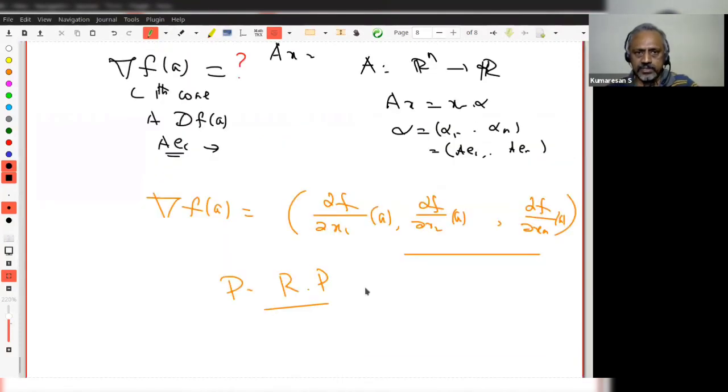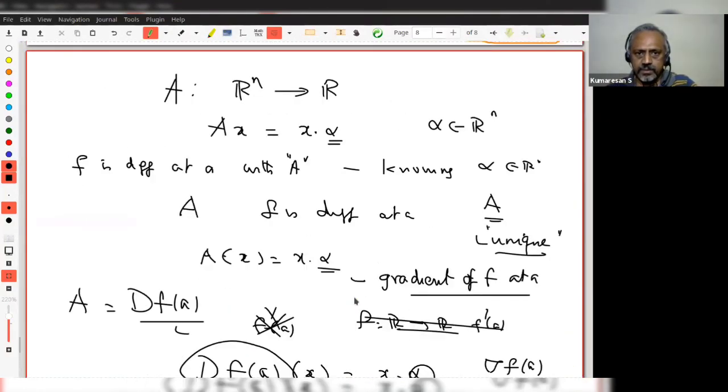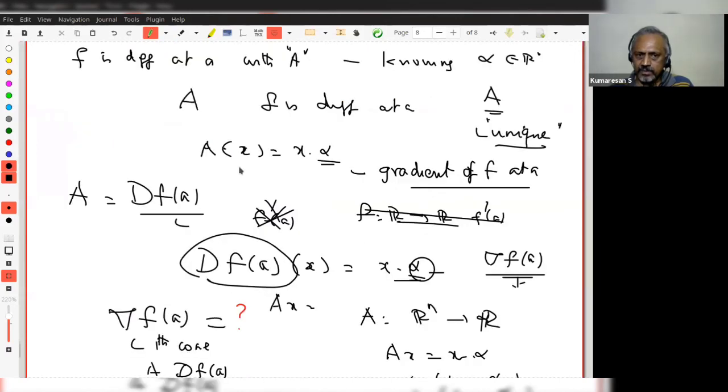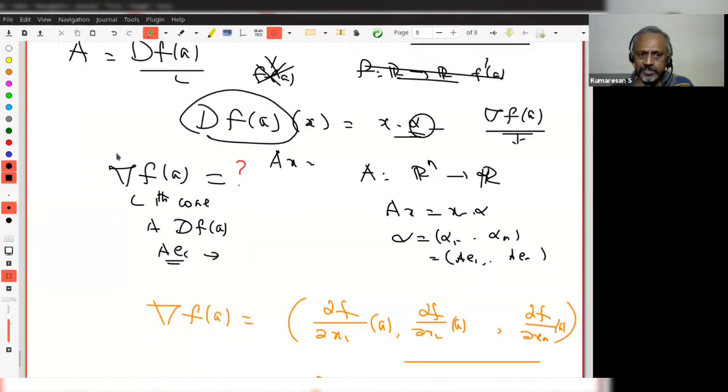Go slow. I will just show this. So A is a linear map, then we know Ax is x dot alpha, and I also know what alpha is, right? Now suppose f is differentiable with derivative capital A, that's a linear map. Then I know Ax equal to x dot alpha for some unique vector alpha. That unique vector is called the gradient of f at a. This is the notation for this. Now the next question is, do I have an expression for the gradient of f at a?